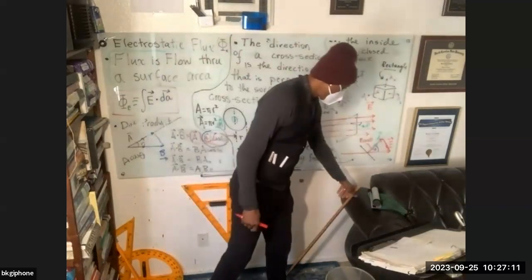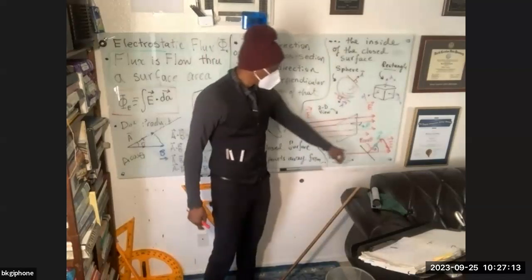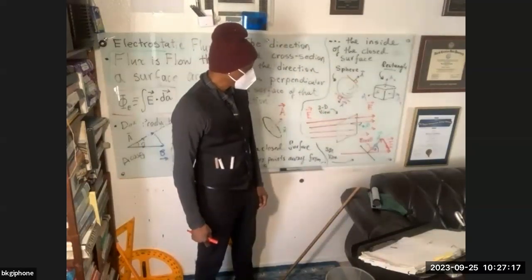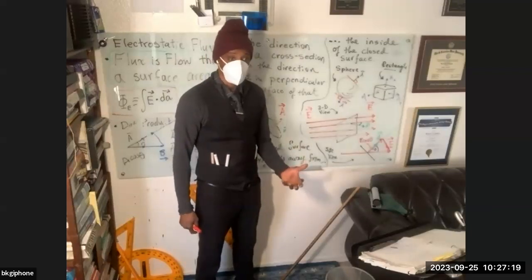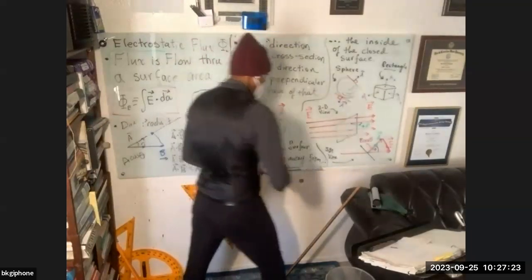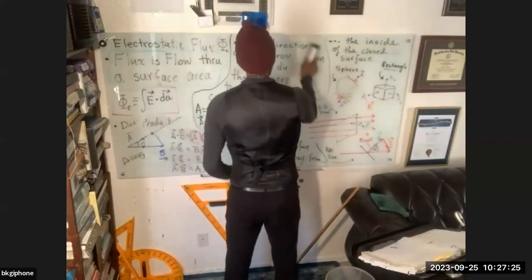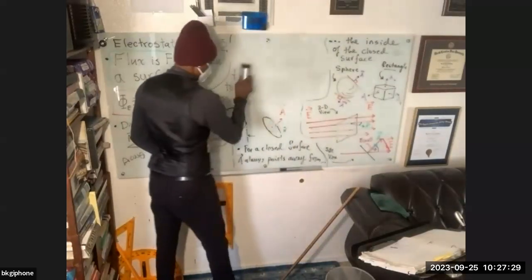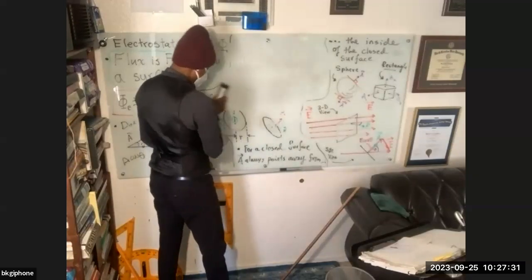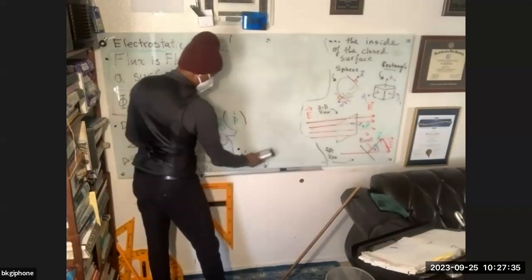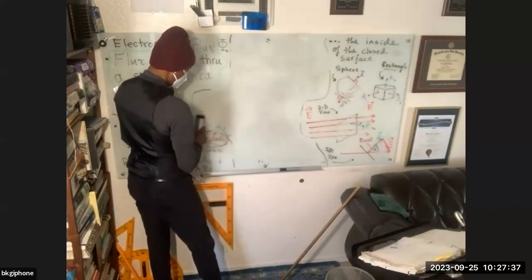Whenever theta is 0 degrees, cosine of 0 is 1, so you get all of the field going through the surface. Whenever theta is 90 degrees, then E is basically parallel to the surface, and none of it will go through, just like water dripping down the surface.